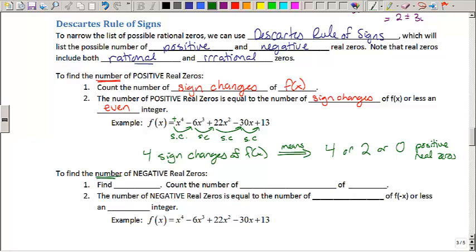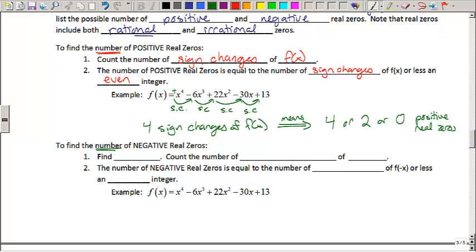Again, the number, not the actual zeros, but the number of negative zeros. To find the number of negative zeros, we're going to find f of negative x. Now, we found that in previous sections so that we could use it now. So we're going to actually find f of negative x and count the number of sign changes of f of negative x. This is going to take us slightly longer than the last one because we have to actually evaluate f of negative x. Step 2 says the number of negative real zeros is equal to the number of sign changes of f of negative x, or less an even integer.